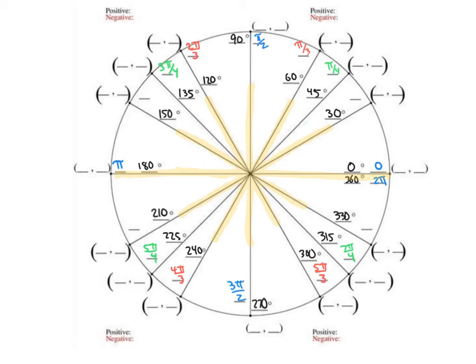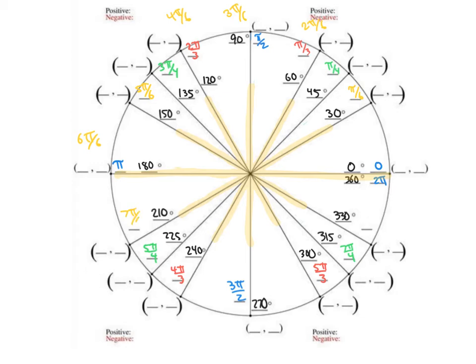So we get pi over 6 is the 30-degree angle. 2 pi over 6 reduces to pi over 3. 3 pi over 6 reduces to pi over 2. 4 pi over 6 reduces to 2 pi over 3. 5 pi over 6 is our 150-degree angle. 6 pi over 6 reduces to pi.